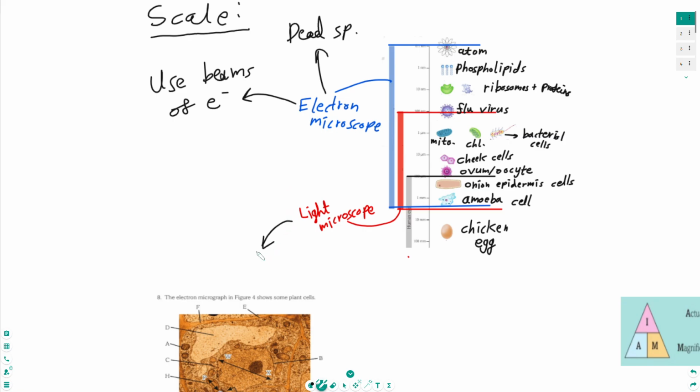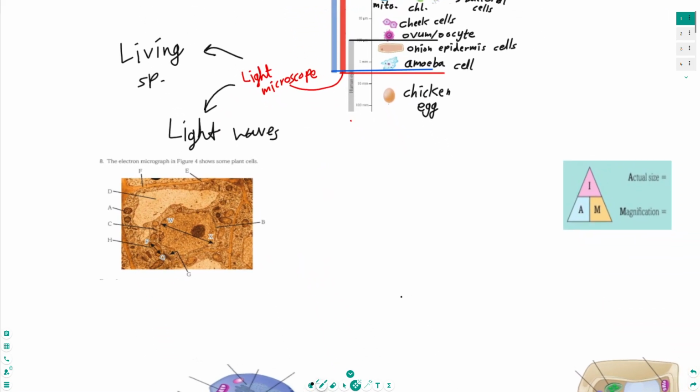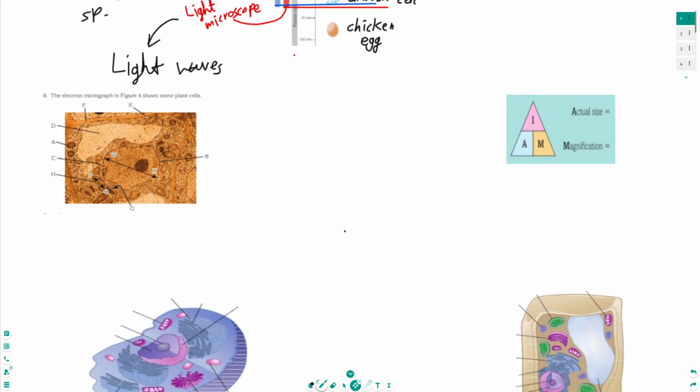Light microscopes, I'm not going to go into too much detail about these two types of microscopes. If you want more, go to the textbook. I think it's the first page in this module, in this topic. Here we use light waves, waves of visible light. And then here they can be used to view living specimens. So that's just a bit more information about them. But as I said, go to your textbook if you need any more information.